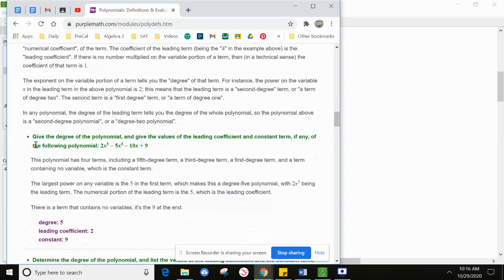Here's an example. We want to give the degree and the values of the leading coefficient and constant term, if any. When we look at this, it appears to be in standard form. I see 1, 2, 3, 4 terms. The leading coefficient is going to be on the x to the 5th term because it's the highest exponent. The leading coefficient would be 2. The degree would be 5. And the constant would be 9. That's how we pick that out.